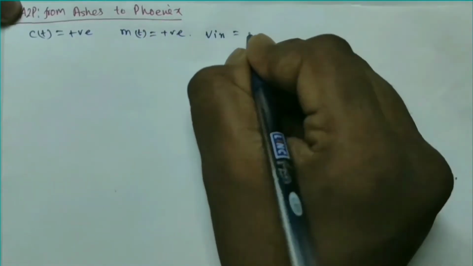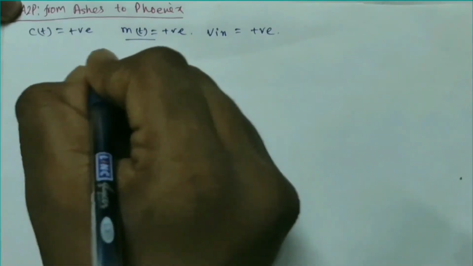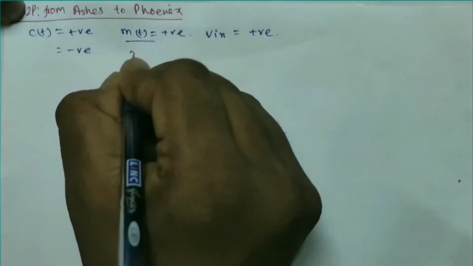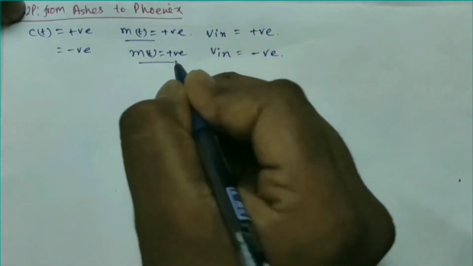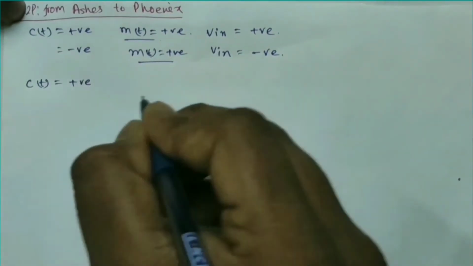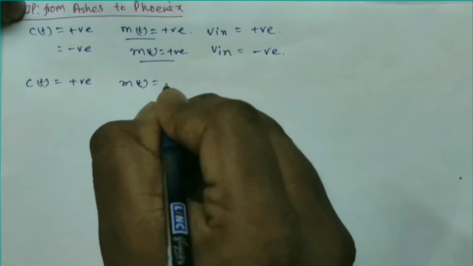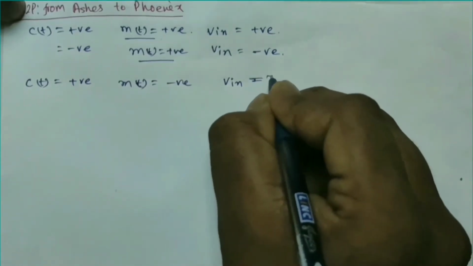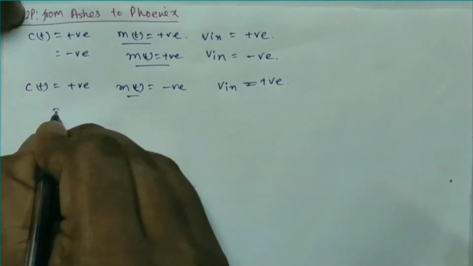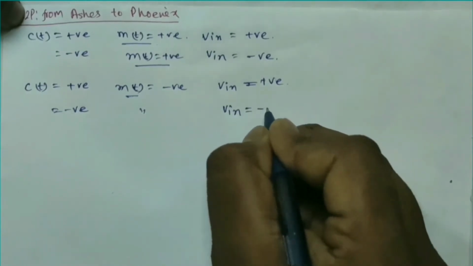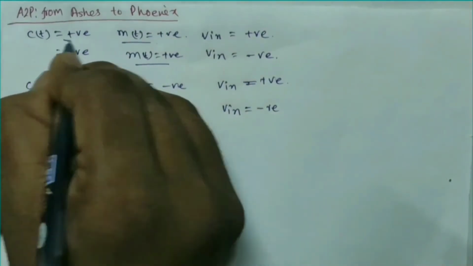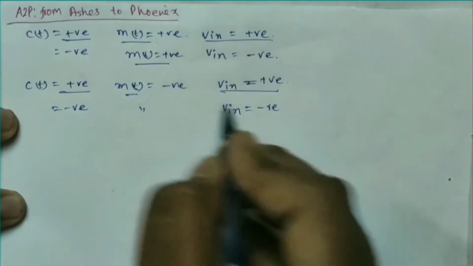So when CT is positive and MT is positive also, then Vin will be positive with respect to MT. And when CT is negative and MT is again positive, then Vin will be negative with respect to MT. Similarly, for CT equals positive and MT to be negative, we will get Vin to be positive with respect to MT, and for CT to be negative and MT to be negative again, we will get Vin to be negative with respect to MT.